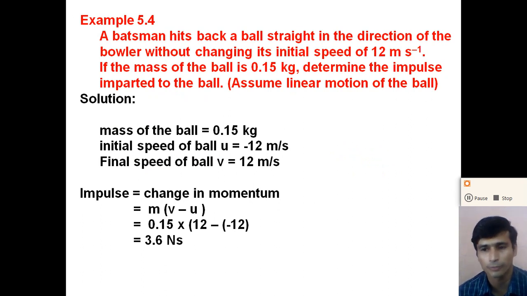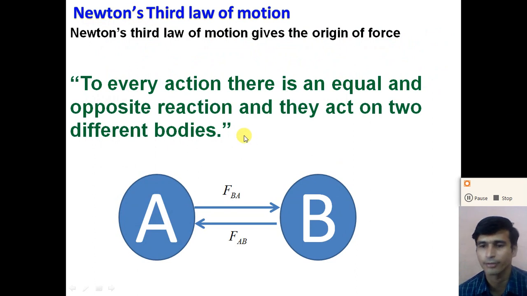Now we are going towards Newton's third law of motion. Dear student, we know that Newton's first law gives the definition of the force, right? In Newton's second law, we calculate the force acting on the object, right? Force is equal to the rate of change of the linear momentum, or we can say that the force is equal to the product of the mass and acceleration. But how is the force exerted on an object, right? What is the origin of the force? That is given by Newton's third law of motion. So dear student, here Newton's third law of motion gives the origin of the force.